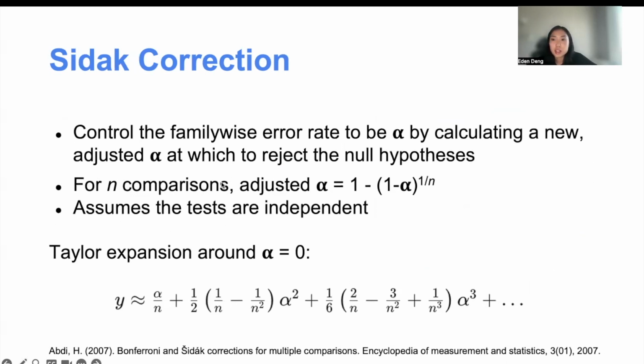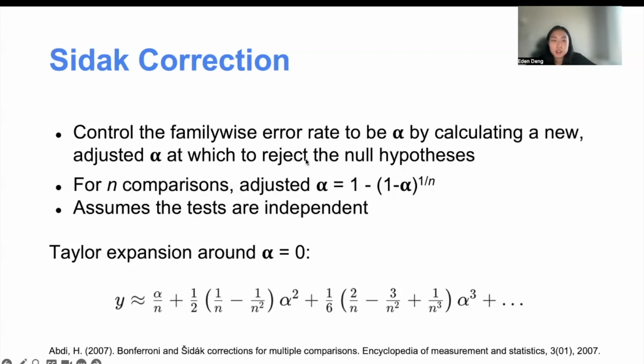But how it works is, for n comparisons, the Sidak correction computes a new adjusted alpha level, which is given by 1 minus (1 minus our desired alpha level) raised to the 1 over n. So then after we have this adjusted threshold, we'll reject all the null hypotheses for p less than this new adjusted threshold. And by doing this, the derivation proves that we control at exactly the desired alpha level.